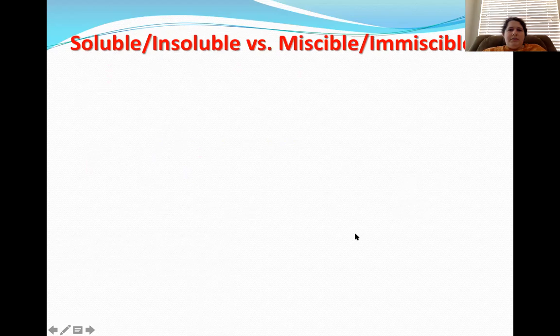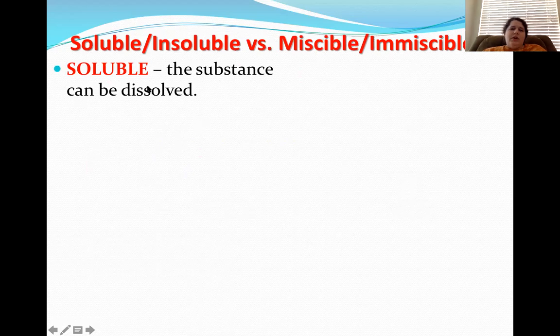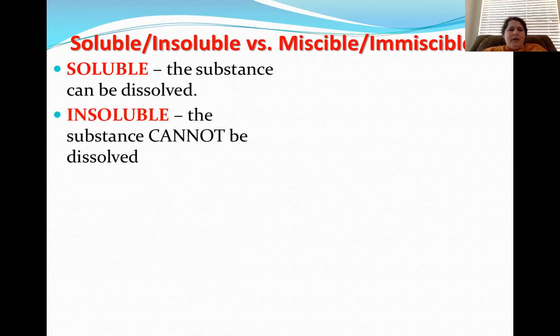So let's talk about some terms that we use when we're talking about solubility and solutions. So the word soluble means that the substance can be dissolved. Sugar is very soluble in water. Sugar can be dissolved in water. Insoluble means it cannot be dissolved in water. It's the antonym. So oil is insoluble in water.